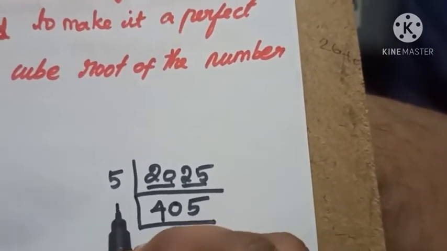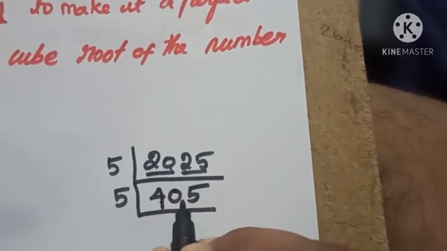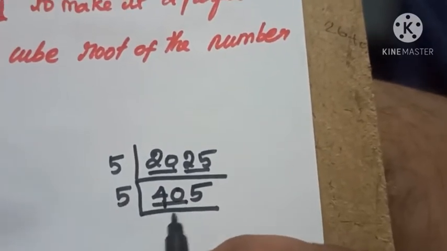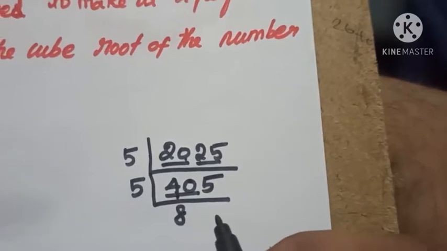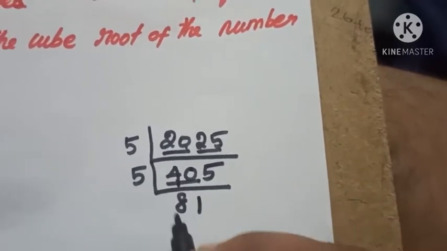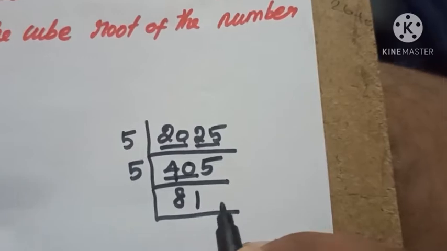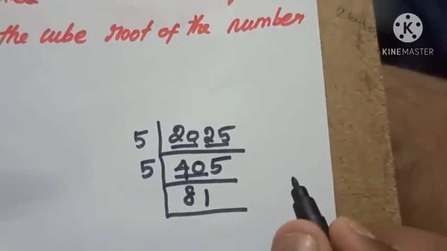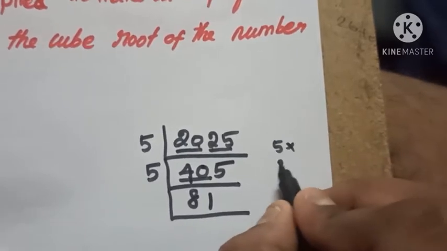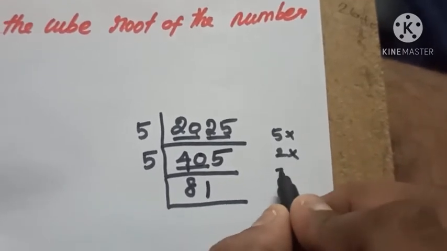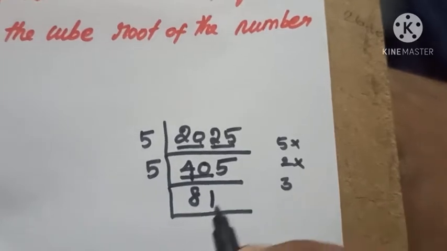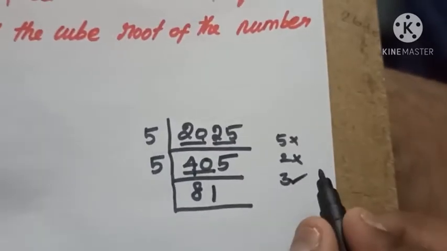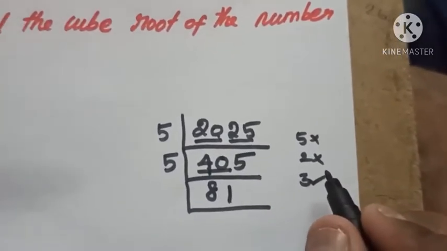Again it is divisible by 5. 4 is smaller, you take 0. Now it becomes 40. 8 times 5, 40, and 1 times 5, 5. Again you want to divide but not by 5. You can check with any other number. So 5 is not possible, 2 is also not possible. Whether you want to check with 3: 8 plus 1, 9. Yes, so 3 is a possibility, a prime number to divide.